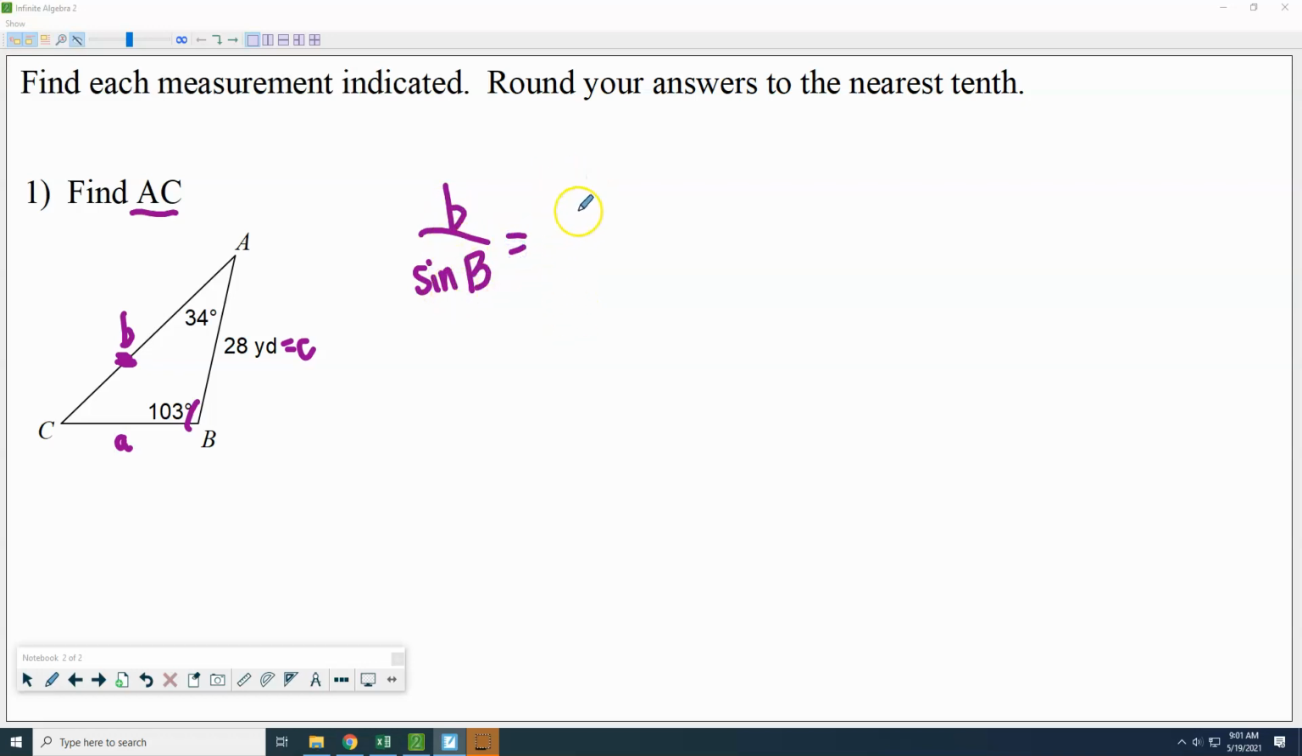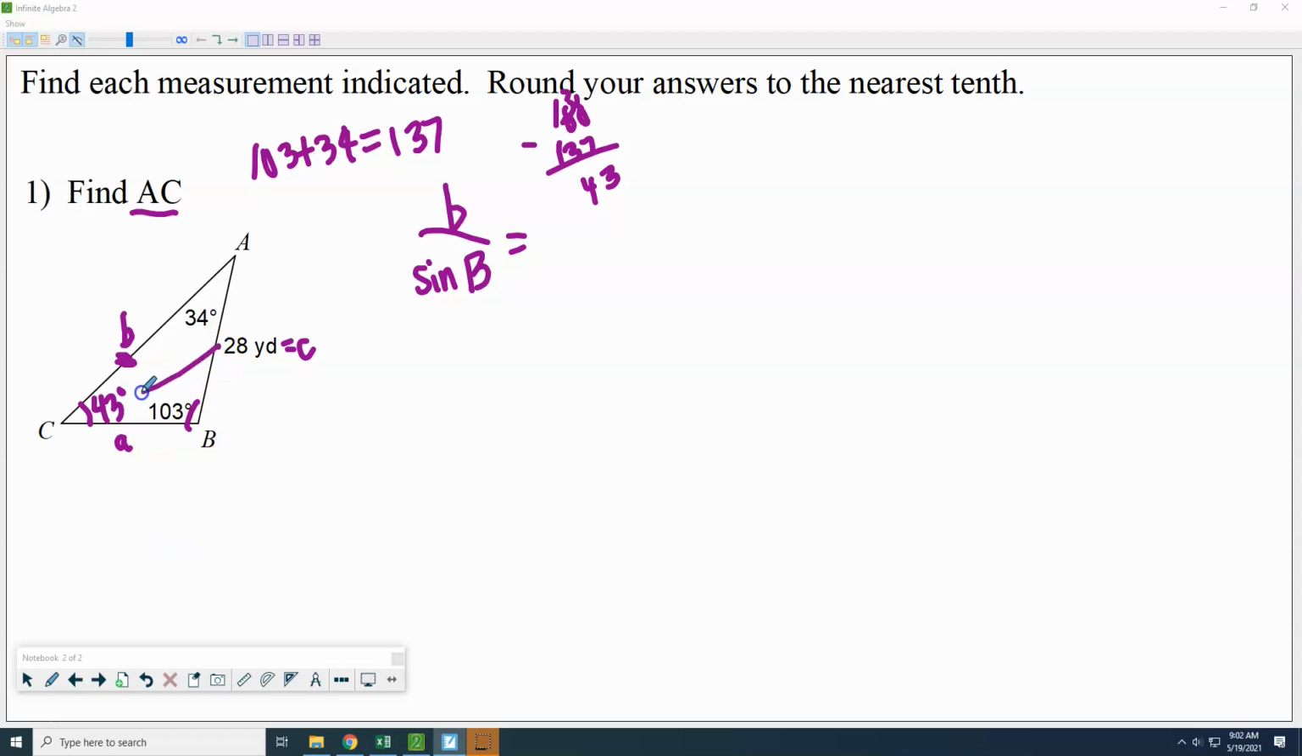Now in order for this to work, I need to know both of the other pieces of information. So it looks to me like I either have angle C and side C, or I could use angle A and side A. But I don't know what side A is. I have no way of finding that right now. I also don't know what angle C is, but because I know that the 3 angles in a triangle add up to 180, I can go ahead and add 103 plus 34, which equals 137. And then I can subtract that from 180 to get this other angle. So I know this angle is 43 degrees.